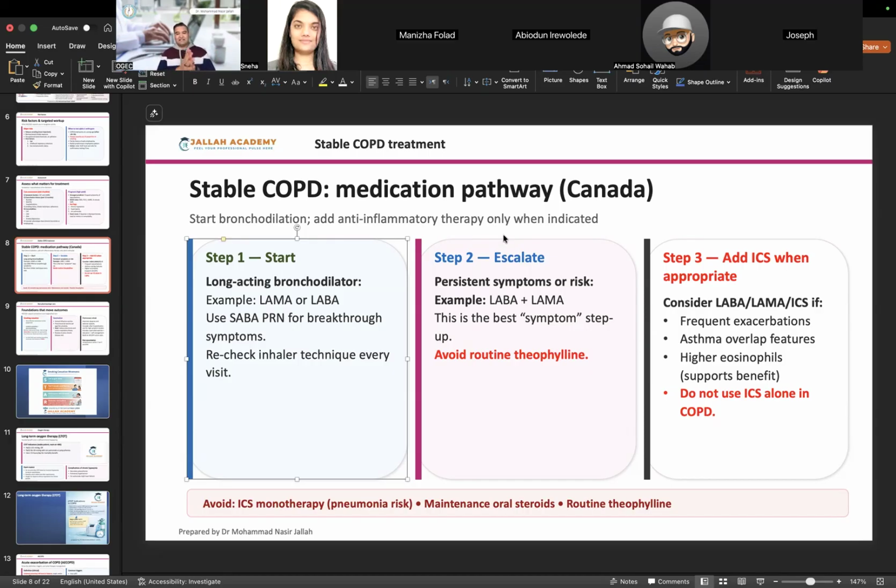Routine theophylline. This medication is outdated nowadays. They are not preferring to use it, for an obvious reason. It causes a lot of issues in the heart. It causes tremor and so on and so forth.